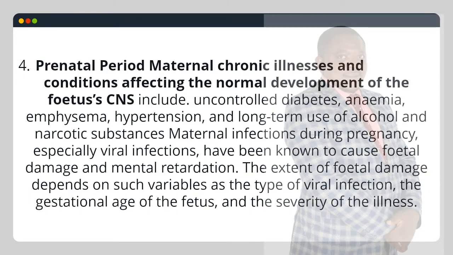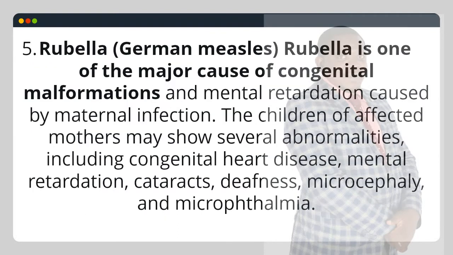4. Prenatal period. Maternal chronic illnesses and conditions affecting the normal development of the fetus's CNS include uncontrolled diabetes, anemia, emphysema, hypertension, and long-term use of alcohol and narcotic substances. Maternal infections during pregnancy, especially viral infections, have been known to cause fetal damage and mental retardation. The extent of fetal damage depends on such variables as the type of viral infection, the gestational age of the fetus, and the severity of the illness.